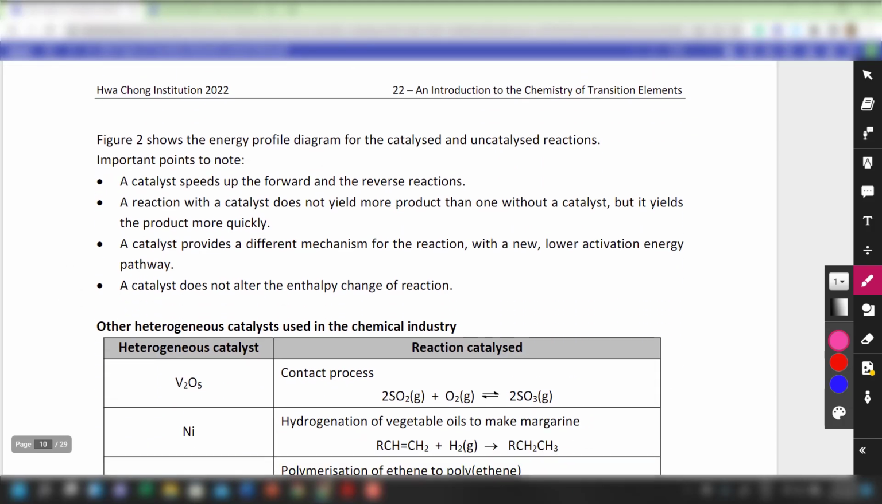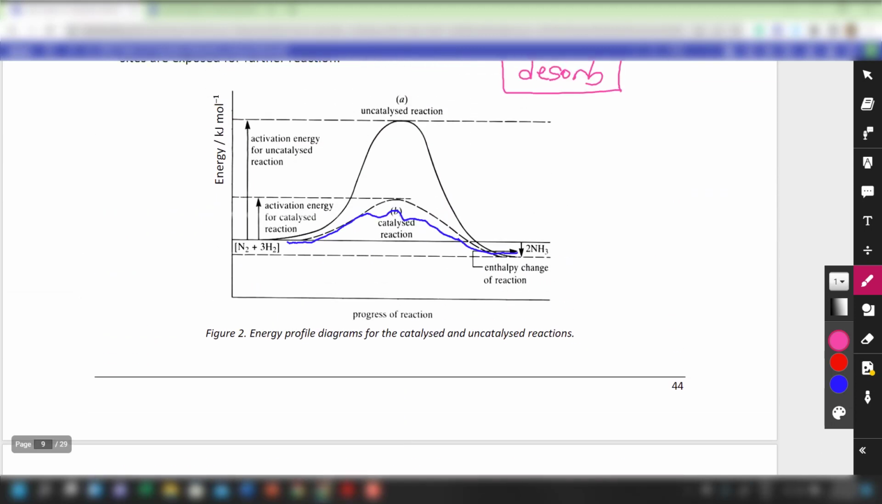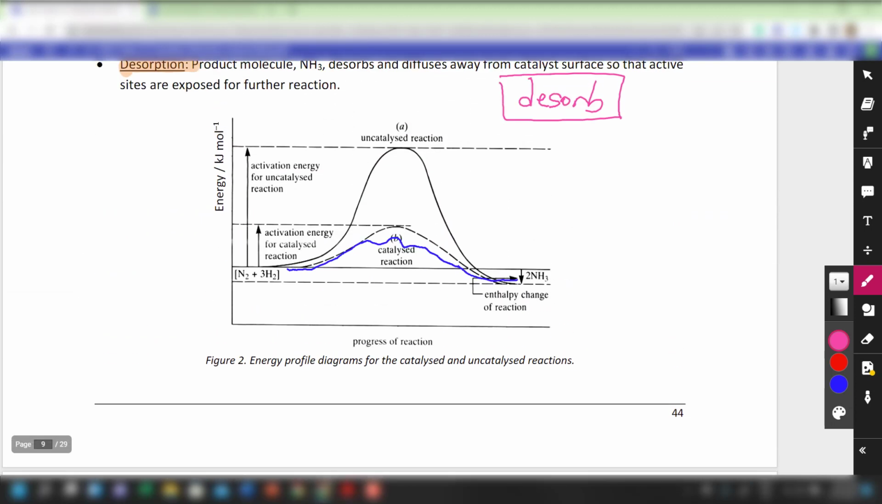Okay, so I think I don't need to highlight this. I think it's knowledge most of you are aware of. So the catalyst not only speeds up or accelerates the rate of reaction for the forward reaction, it also accelerates the rate of the backward reaction, because the forward and backward reactions go through the same transition state over here.